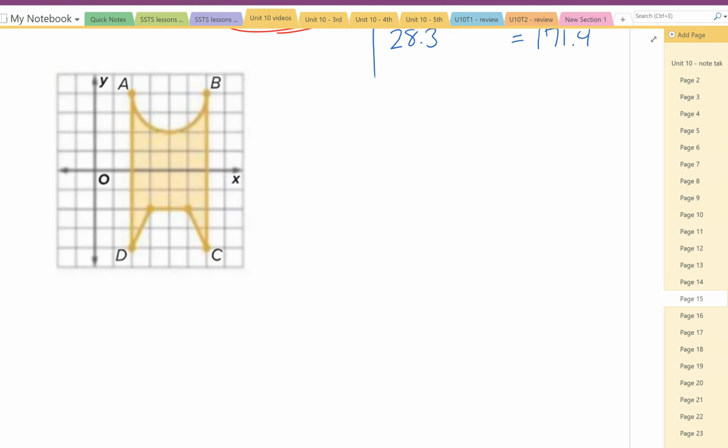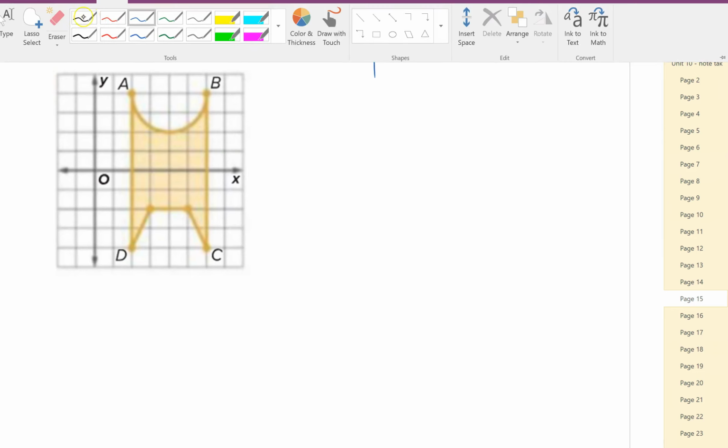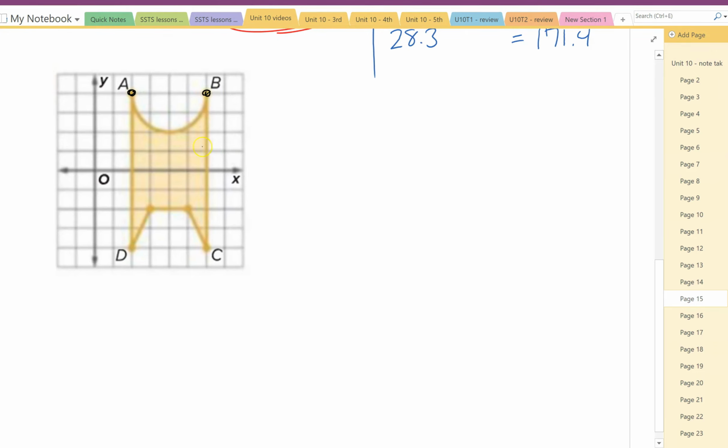Last example for composite figures. I have this image here on the coordinate plane. That's going to make it really easy to figure out the areas here. What I'm going to do to start is pretend that I want to know the area of this rectangle ABCD. I'm just going to pretend like nothing's been cut out of it. I'm going to start from there. That's going to be pretty simple.